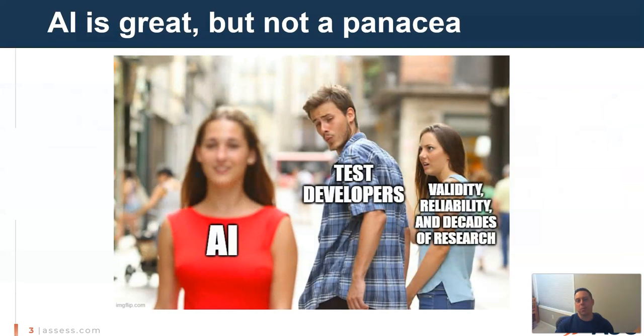Now, the key thing to remember about AI is that it's great. It's a huge time saver, but it's not a panacea. So it's not going to be your only solution. And automated essay scoring is a great example of that. You typically can't use automated essay scoring as the only way to score essays, but it's great as a second or third rater or as part of a large-scale essay scoring project.